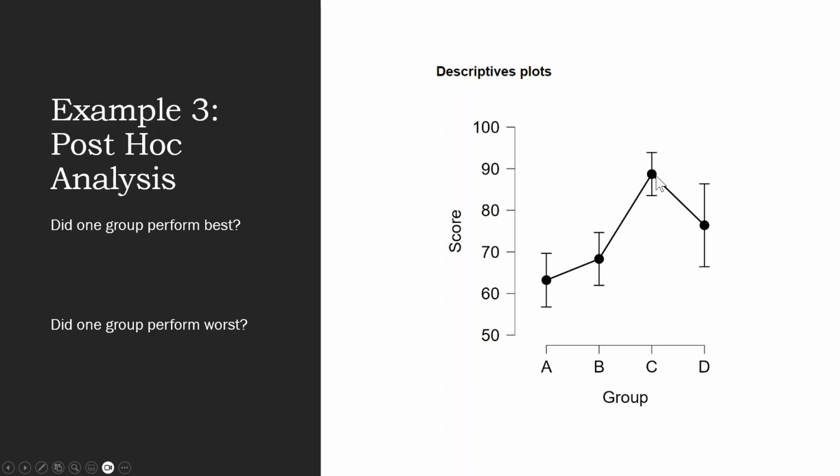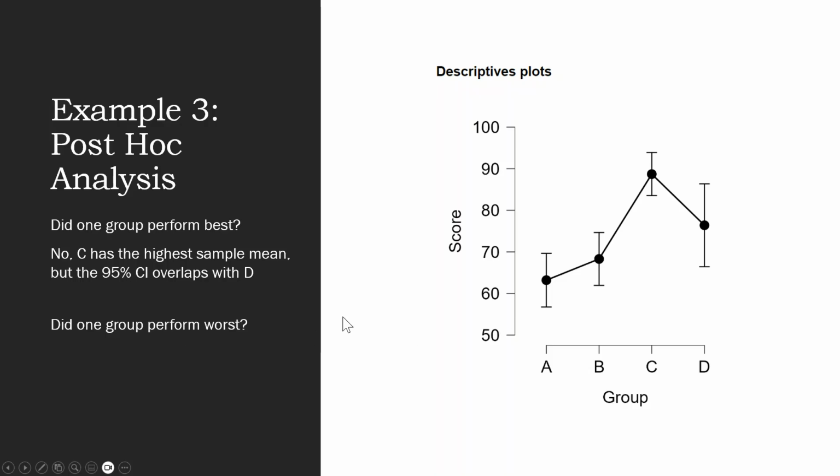However, since the confidence interval for group C overlaps with the confidence interval for group D, that means in the population, the mean for C and D could possibly be the same value because their confidence intervals overlap, right? And so, since C overlaps with D, I know that there is no group that performed the best. Now, the answer would be C if that confidence interval did not overlap with D, so it would have been much higher. Did one group perform worst?